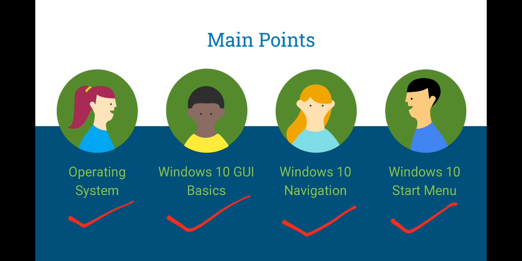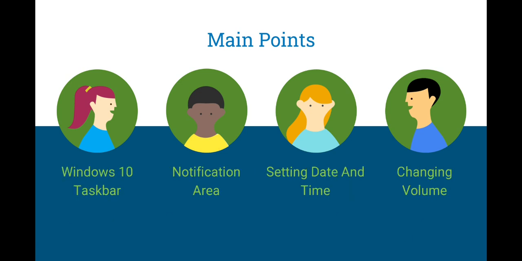Windows 10 taskbar. The Windows 10 taskbar sits at the bottom of the screen, giving the user access to the start menu as well as the icons of the frequently used applications. In Windows 10 taskbar, we have studied notification area, task view, quick launch bar, setting date and time and changing volume. All of these facilities are provided by Windows 10.